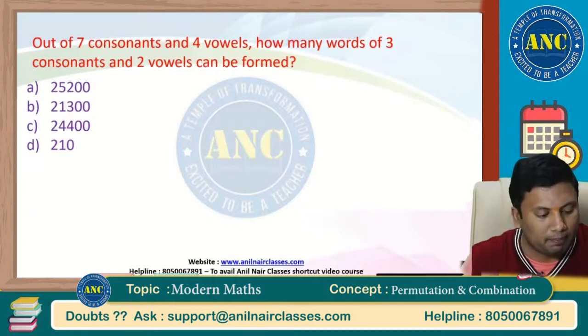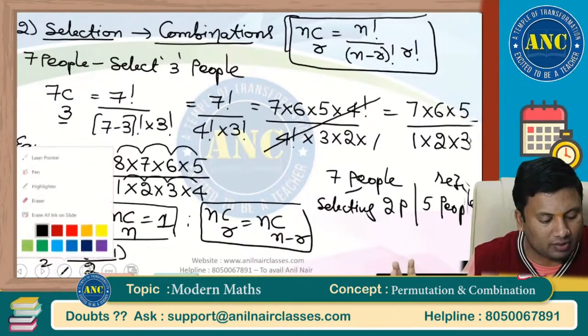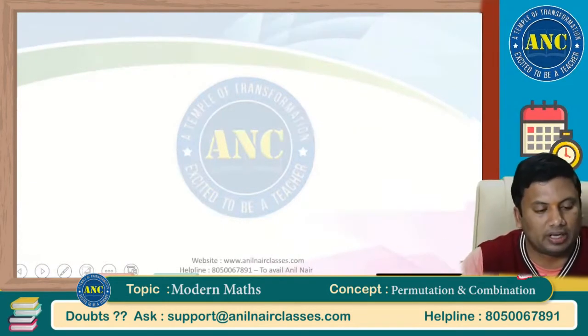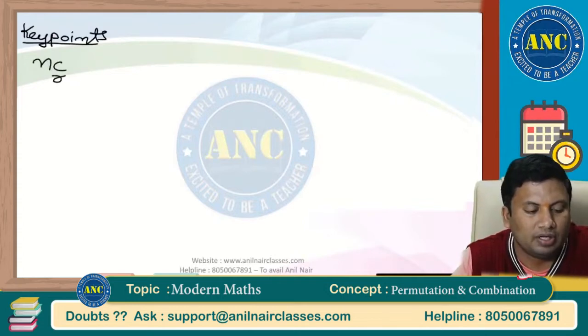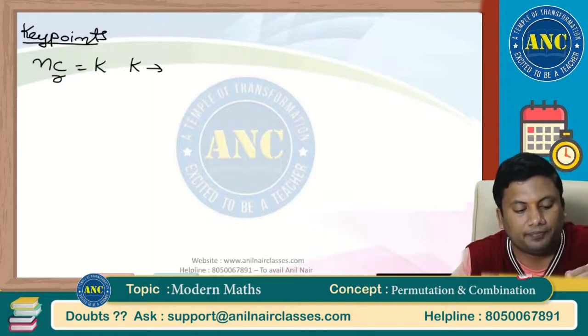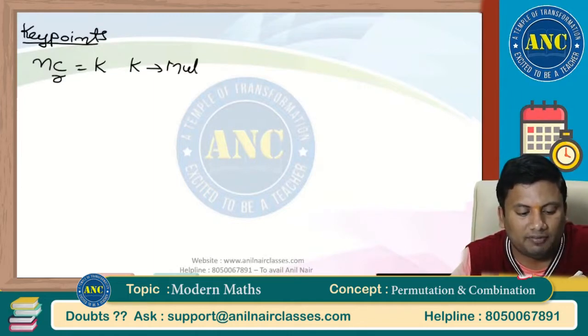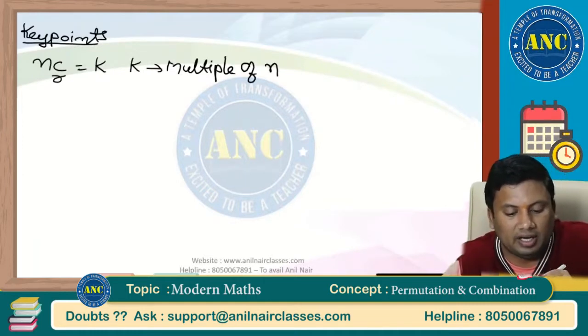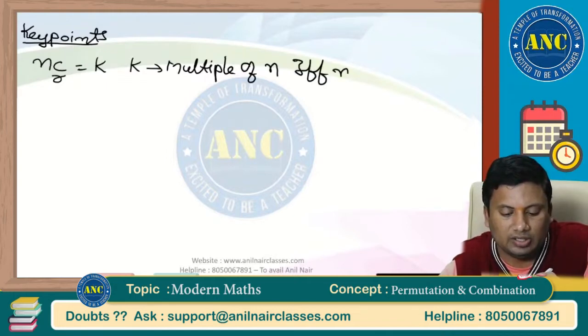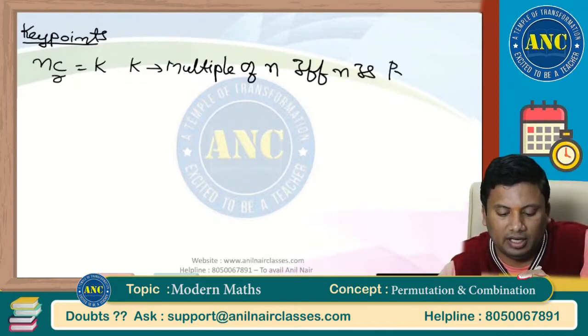Another important key point, please write it down. This key point helps us in eliminating answer options. Suppose NCR is equivalent to K. K is a multiple of n if n is prime. Please write down: K is a multiple of n if n is prime.